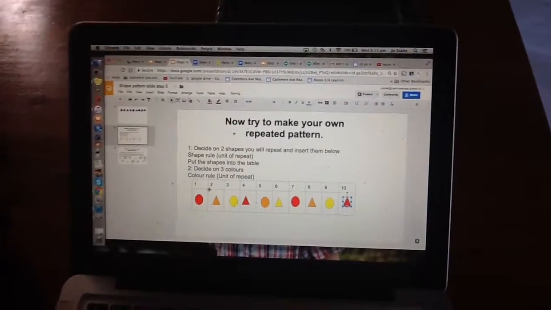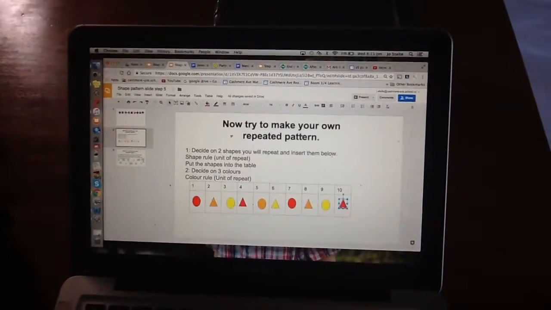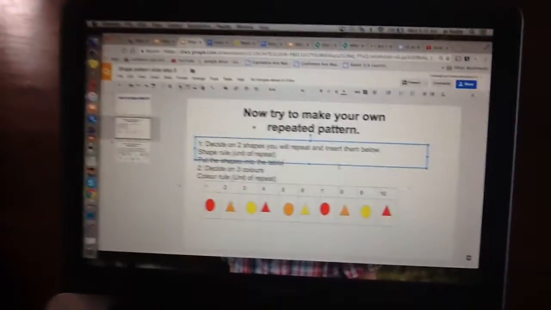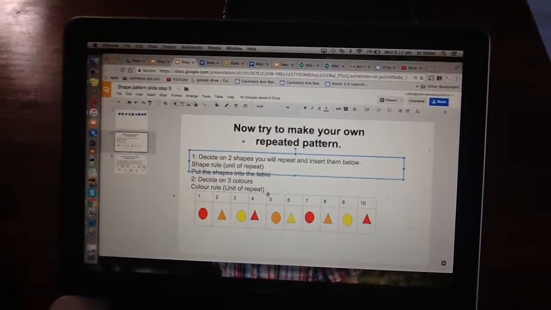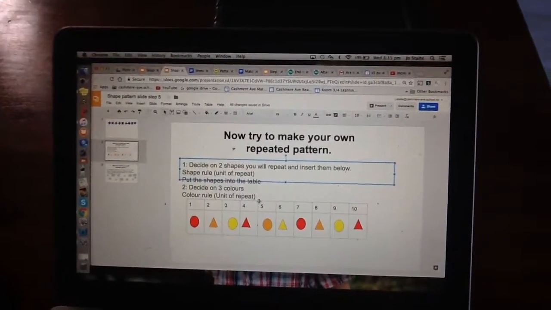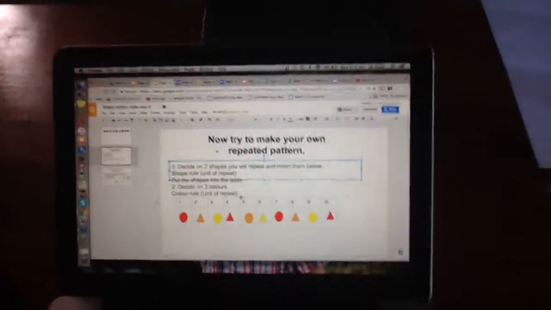That is how you can create your own pattern with 2 rules that repeat, thinking about the shape pattern first, and then thinking about a colour pattern. Remember, one needs to be an odd number, and the other needs to be an even number, so that you have 2 different variables that repeat.